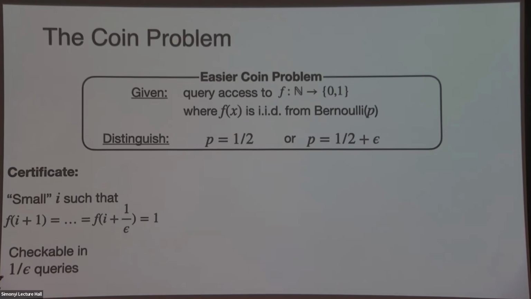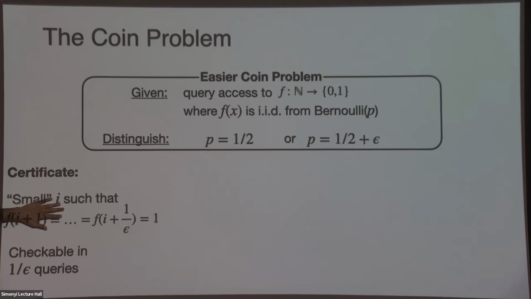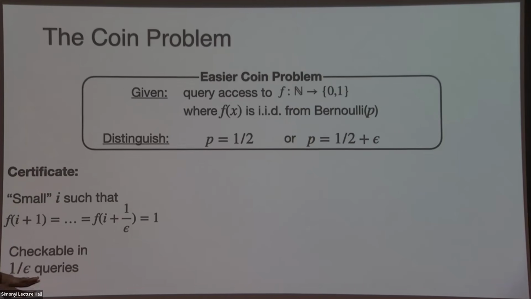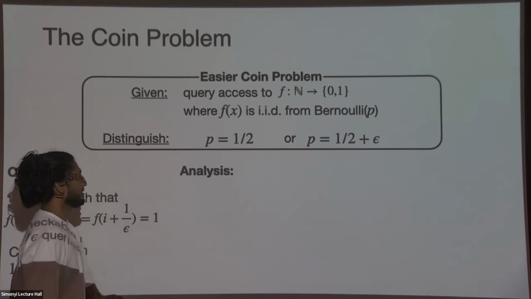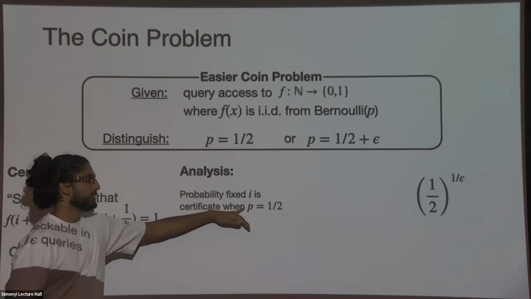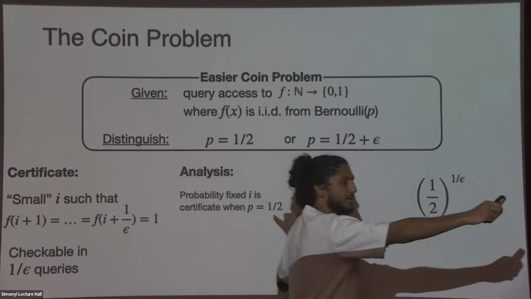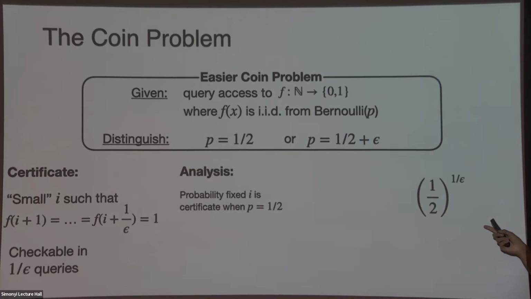And now there's a question of whether this is actually a certificate. But if it was, that's great because I can check this with 1 over epsilon queries. Let me sketch the argument for why this is a certificate. The analysis will boil down to this. If I fix some I, what is the probability that, starting at that I, I get a run of heads? Well, if p equals 1/2, that's just 1/2 to the 1 over epsilon.